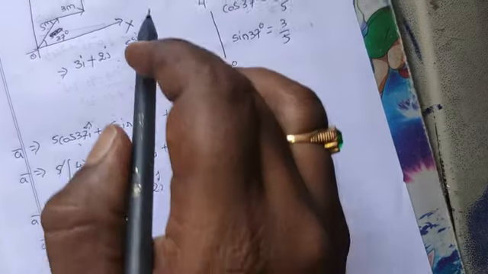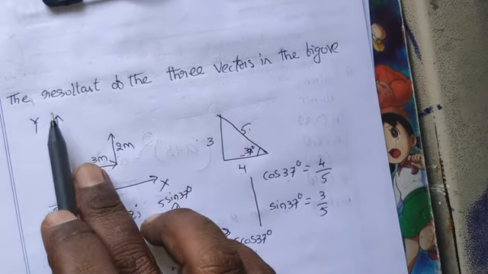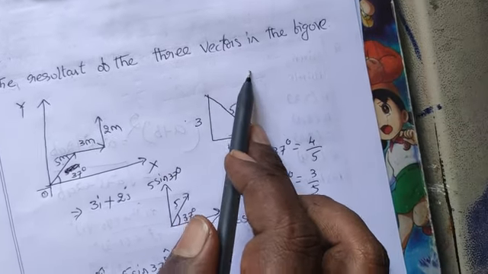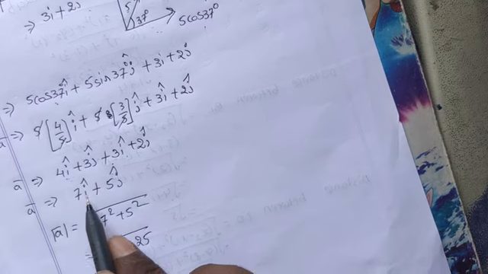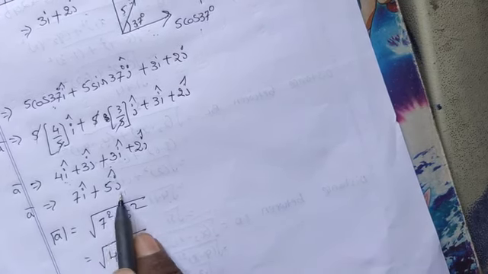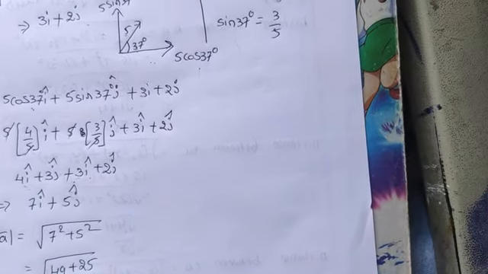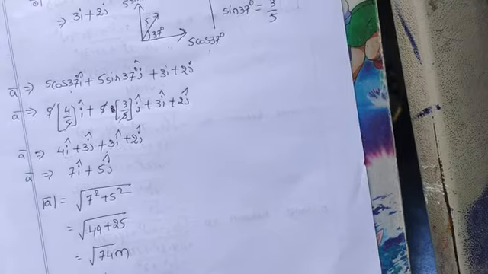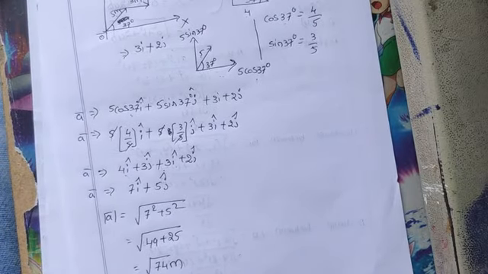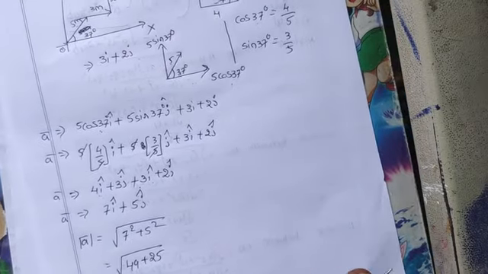So this is what he is asking. What is he asking here? The resultant of three vectors in the figure. So if you go for this, first we have to write the vector equation, after that we go for magnitude. So what is the answer? Root 74 meters. Let me go for another problem.